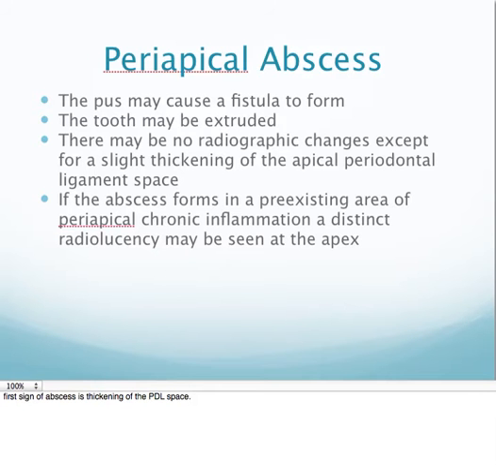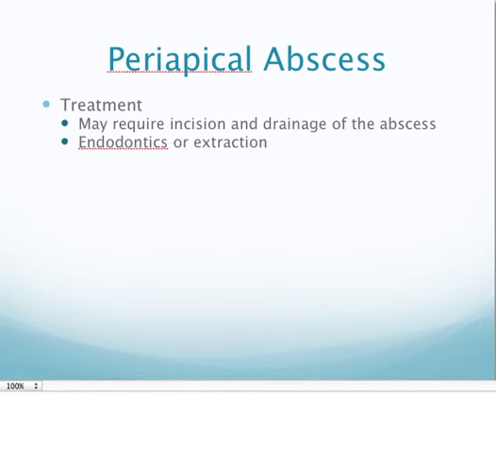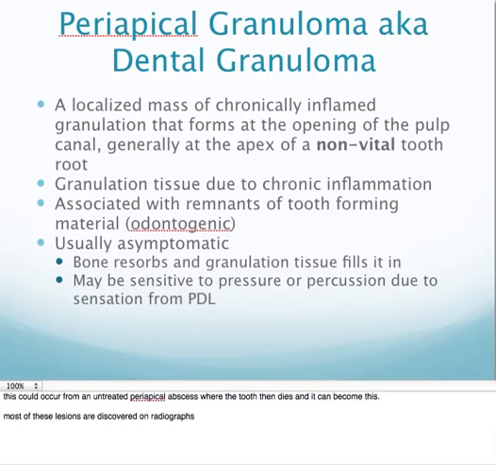Sometimes there can be no radiographic changes, except the first sign you'll see is slight thickening of the PDL space. And then if an abscess forms in the pre-existing area of chronic inflammation, it definitely will be seen on an x-ray as a radiolucency. How do you treat abscesses? Well, usually you have to get rid of the pus. So you need to either incise it or drain it, or perform a root canal and clean out the pulp, or extract the tooth.